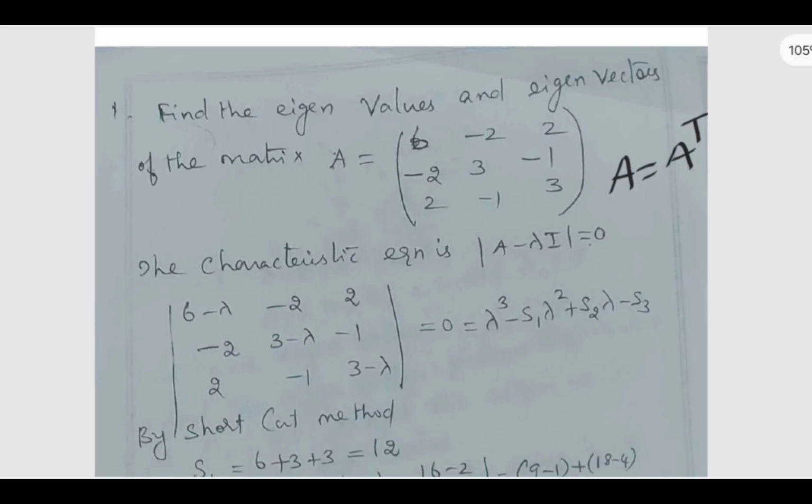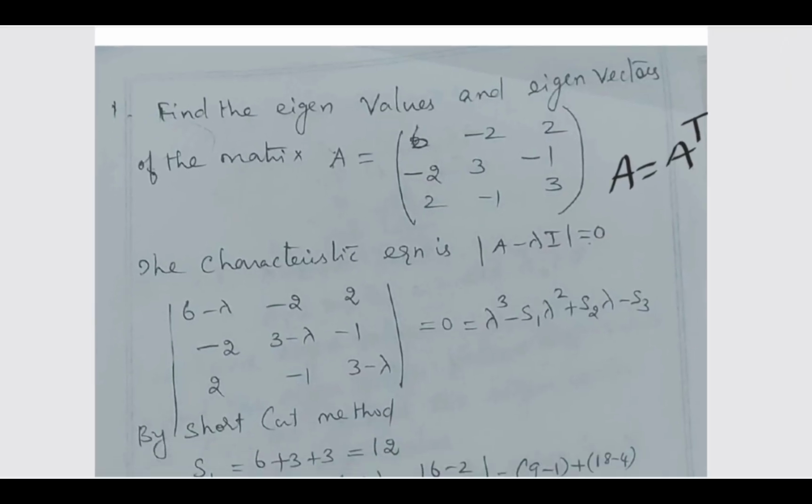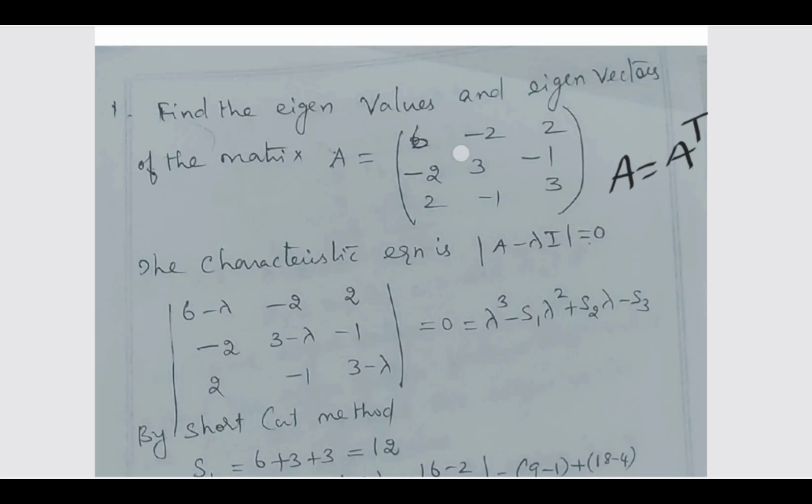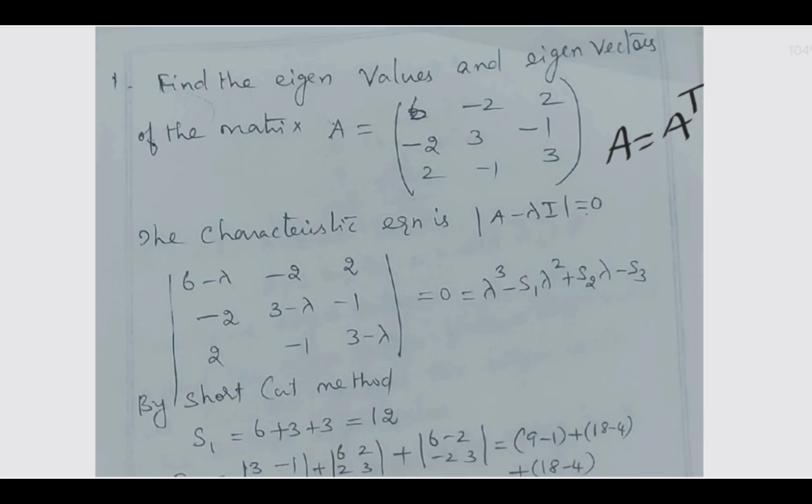So your s1 is, you have to add 6, 3 and 3. So these three elements you need to add. I have added that, 6 plus 3 plus 3, so it is equal to 12.